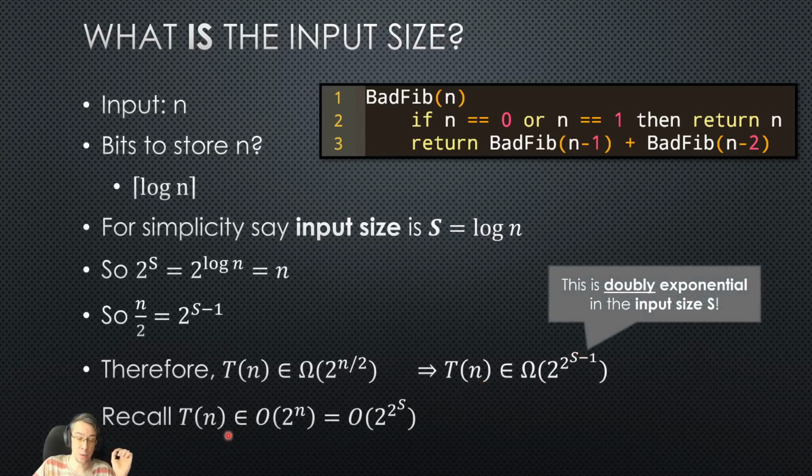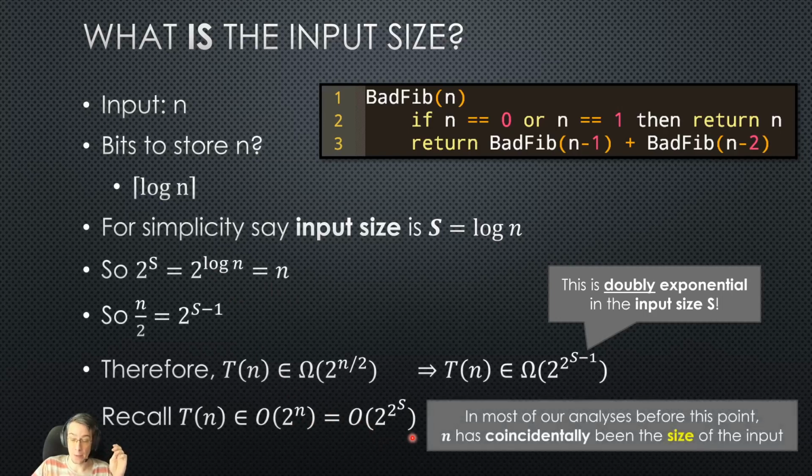Okay? And then T of n, of course, is in big O of 2 to the n, which is big O of 2 to the 2 to the s, because n is 2 to the s. So again, this is doubly exponential in the input size. This is interesting, because on the previous slide, we saw that T of n was exponential in n. But n is not our input size. So we wouldn't say that this is an exponential time function. When we say that something is an exponential time function, what we're really saying is that it is exponential in the input size. But this isn't exponential in the input size. This is doubly exponential in the input size. So this is a doubly exponential time algorithm.